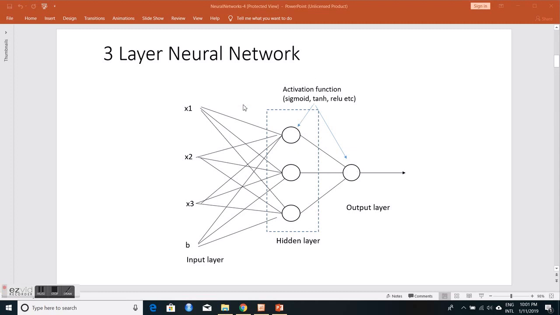Now, there can be any number of hidden layers between the input layer and output layer. If you have more than one hidden layer, then it's called a deep learning network, and there can be many units in each hidden layer. Each hidden layer could have any number of activation units.